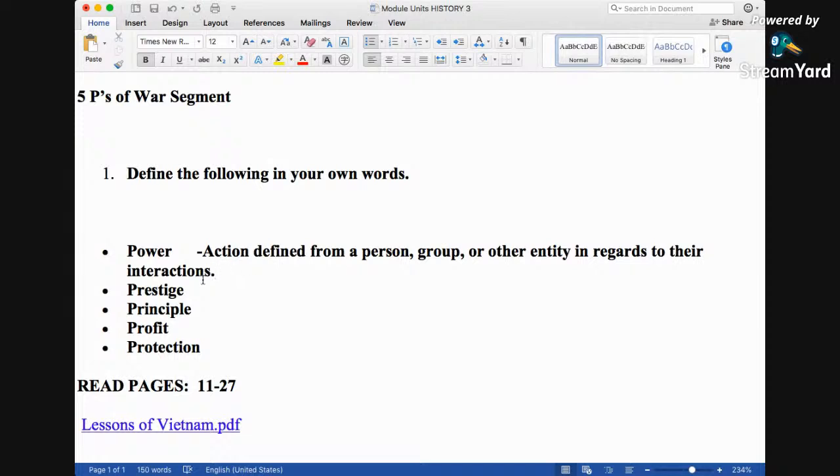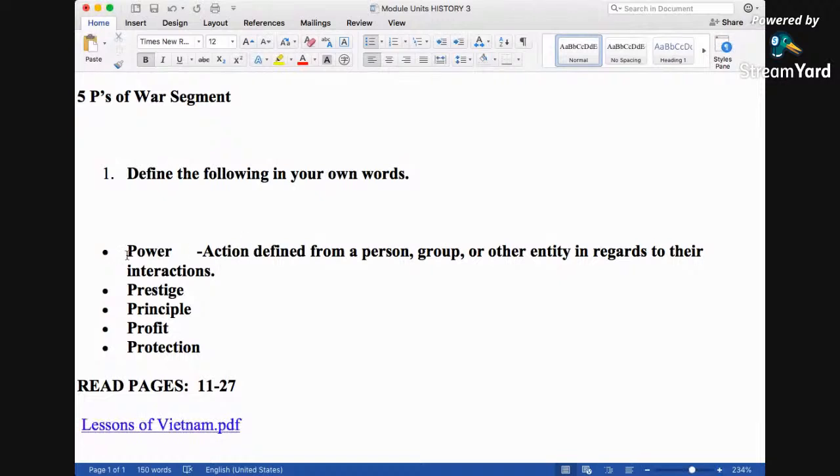Later on, I'm going to have you look up power, prestige, principle, profit, and protection. Later, again, I'm going to have you list those in order of significance at the start of the Vietnam conflict and throughout. So it's important that you do this. Always important to define it in your own words, though.